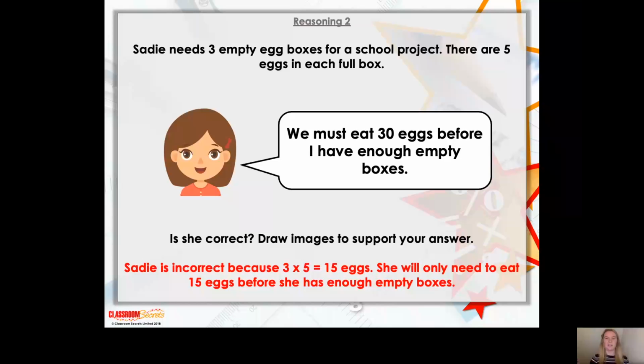Fantastic, well done. So what I'd like you to do now is to finish the first worksheet that you started, so resource 1. When you finish that, I want you to have a go at the resource 2 worksheet, which has a very similar question to the one that we've just done together now.